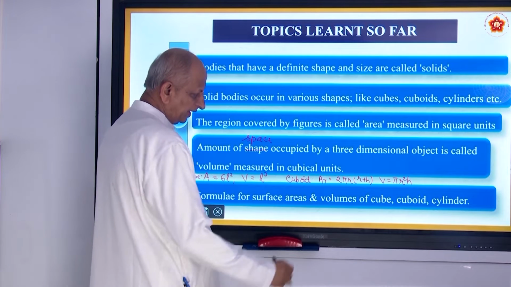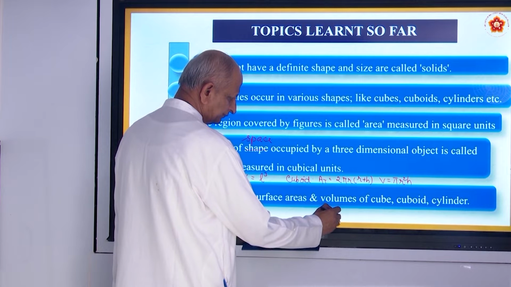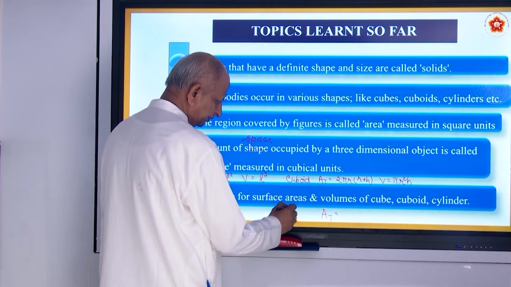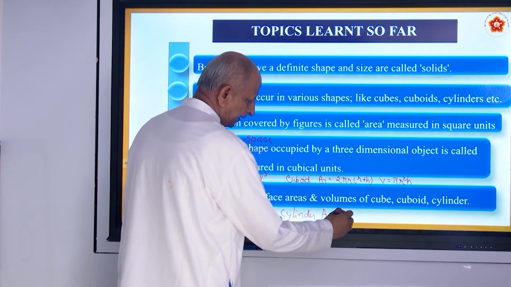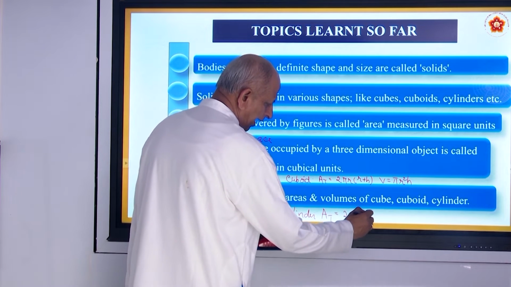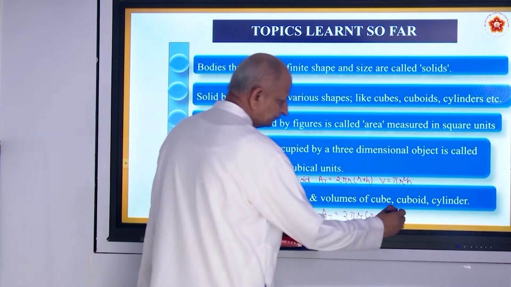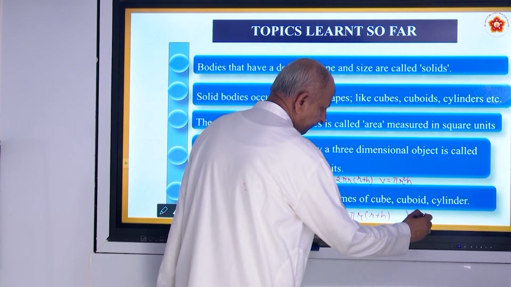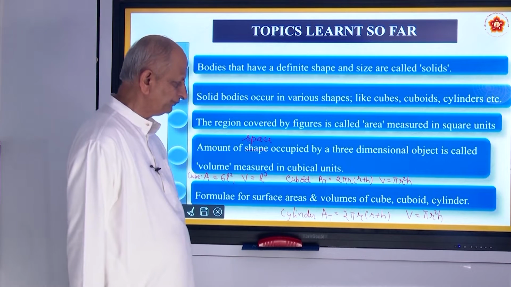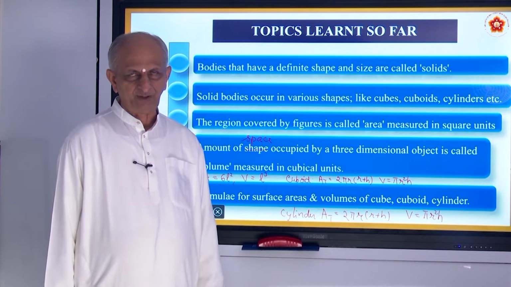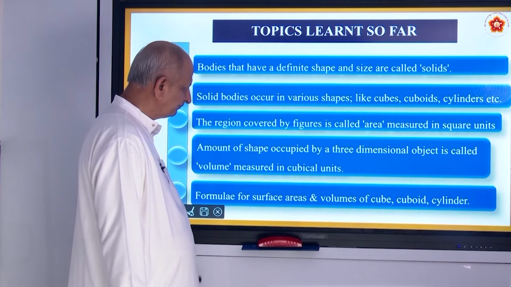So also in cylinder, total surface area of cylinder is equal to 2 pi r into r plus h. And volume V is equal to pi r square h. That is volume. Correct? So, these are the formulas we already studied, and I think you have noted them down already.